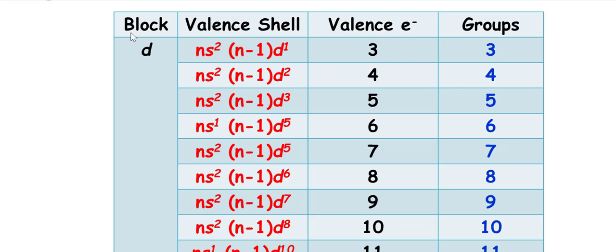For d block elements, the valence shell is in ns and (n minus 1)d. If the valence shell is ns2, 2 electrons, and (n minus 1)d1, then 2 plus 1 equals 3 valence electrons. It means that the elements are in group 3. 4 valence electrons, group 4, and so on until group 12.